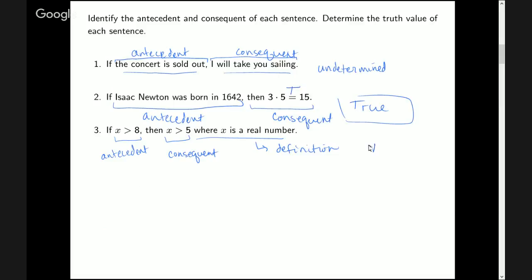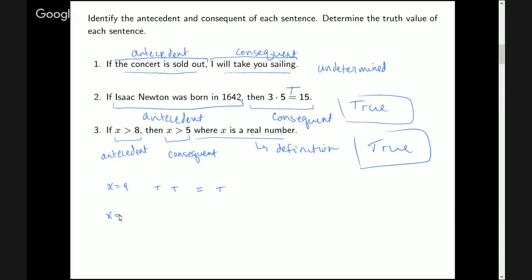It's true. Yeah, if X is bigger than 8, then X is bigger than 5 is going to be a true statement. And if you're unsure, you can plug in different values for X. So what happens if X is 9? Yeah, so that would be the true case. So the answer is going to be true.